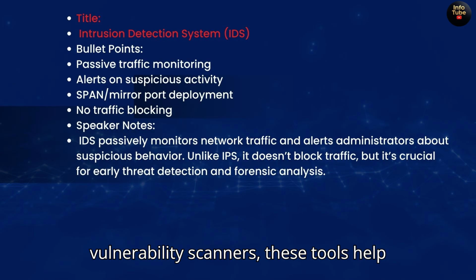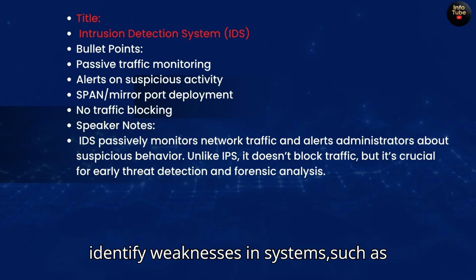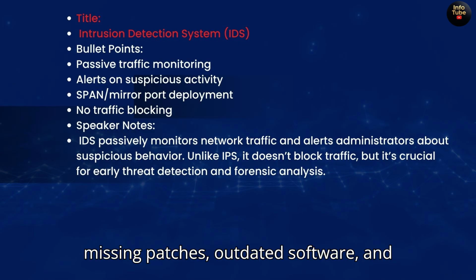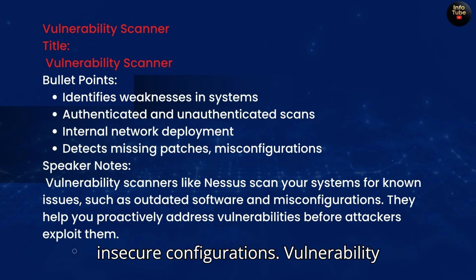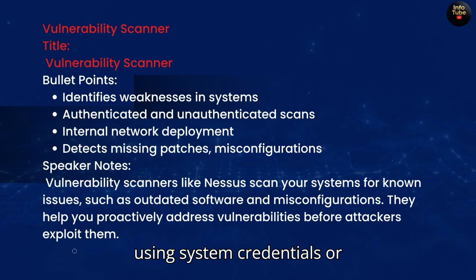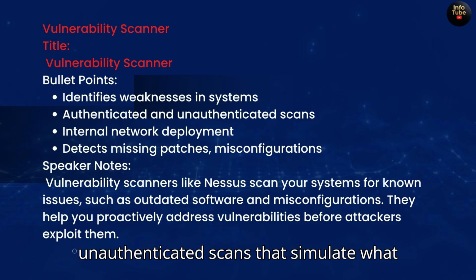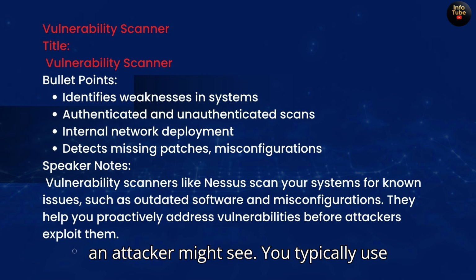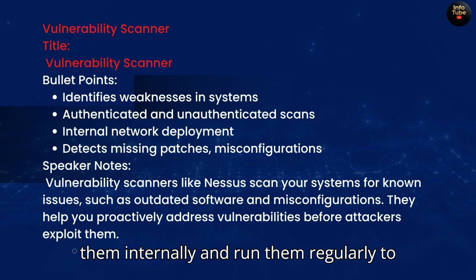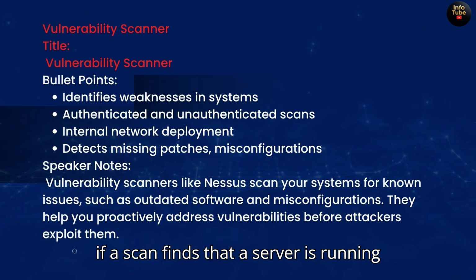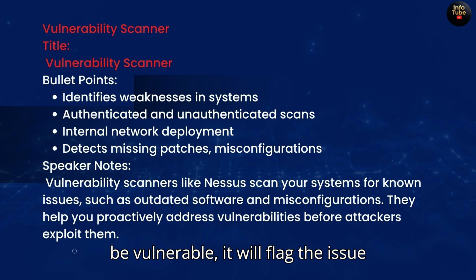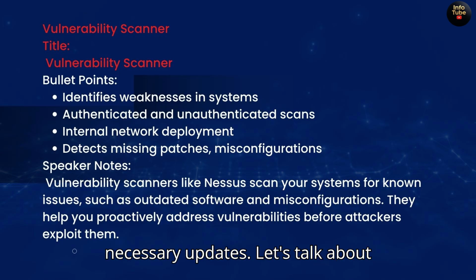Moving on to vulnerability scanners. These tools help identify weaknesses in systems, such as missing patches, outdated software, and insecure configurations. Vulnerability scanners can run authenticated scans using system credentials or unauthenticated scans that simulate what an attacker might see. You typically use them internally and run them regularly to maintain security hygiene. For example, if a scan finds that a server is running an outdated web server version known to be vulnerable, it will flag the issue so that administrators can apply the necessary updates.